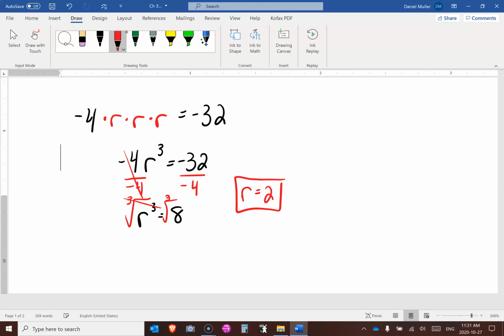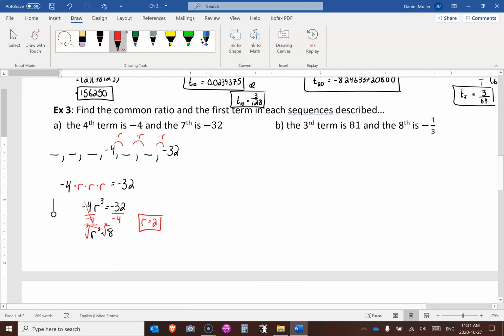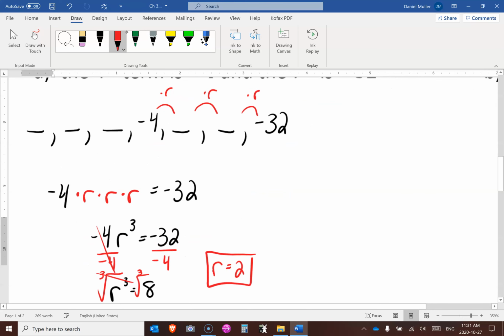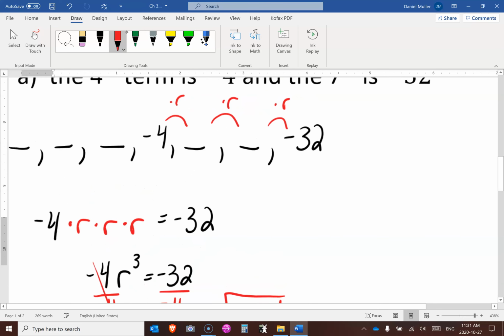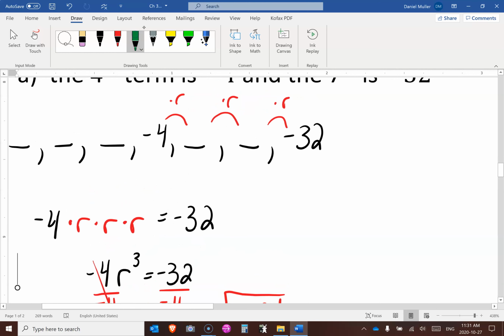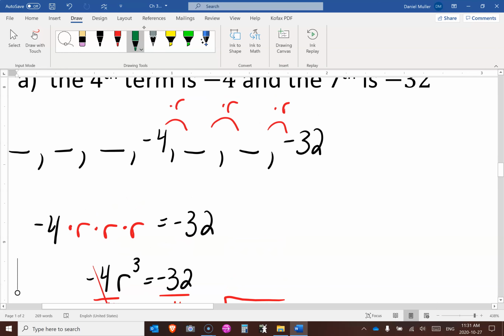Now, was I asked to find that? I don't remember. Find the common ratio and the first term. Well, I'm actually just going to go ahead and find all of the terms because I'm just timesing by 2. So -4 times 2 is -8. Times 2 again is -16. Now, if you're working backwards, you have to divide by R. So just work backwards.